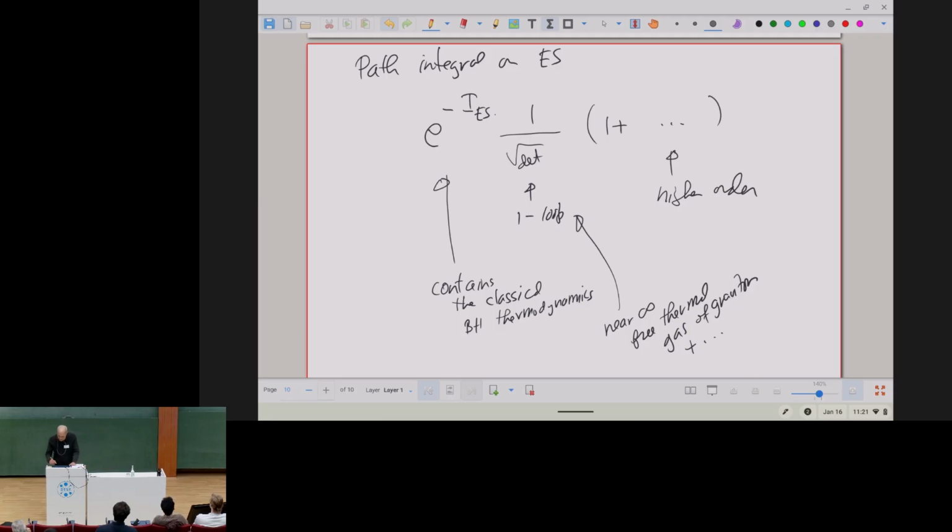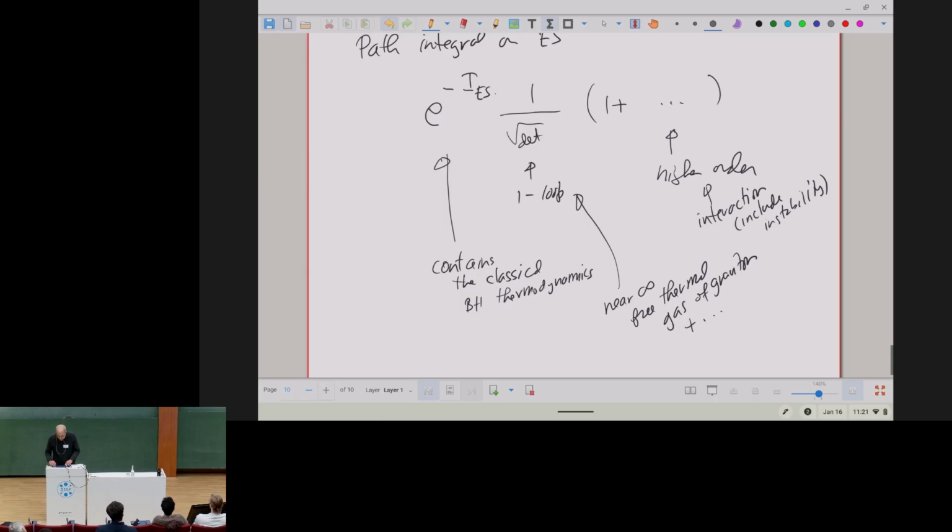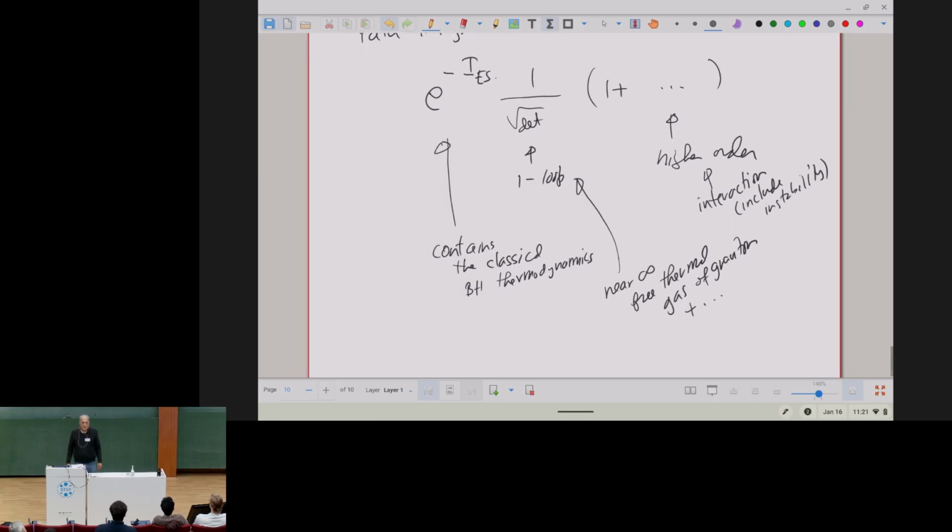The higher order terms will give interactions, and the interactions include an instability. So, as we discussed, the thermal gas in infinite volume is really unstable, and we'll discover that if we try to calculate the two-loop contribution. So this path integral for this system is supposed to describe the black hole in equilibrium with the thermal gas, to the extent that that makes sense in an asymptotically flat space-time. In particular, the classical action is supposed to contain the classical black hole thermodynamics. So what I've described here is the partition function of the system.